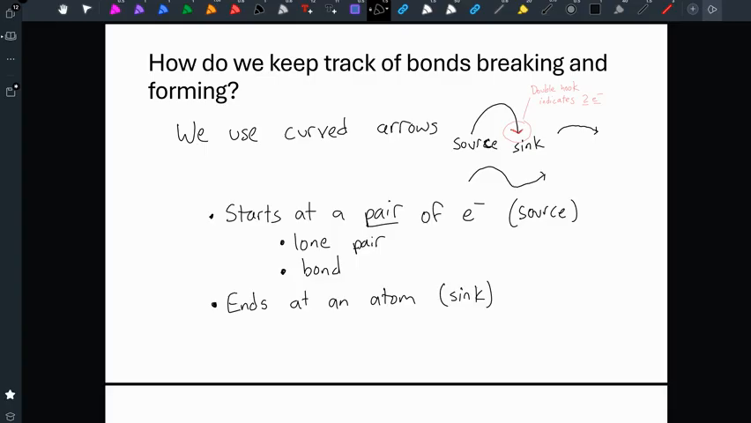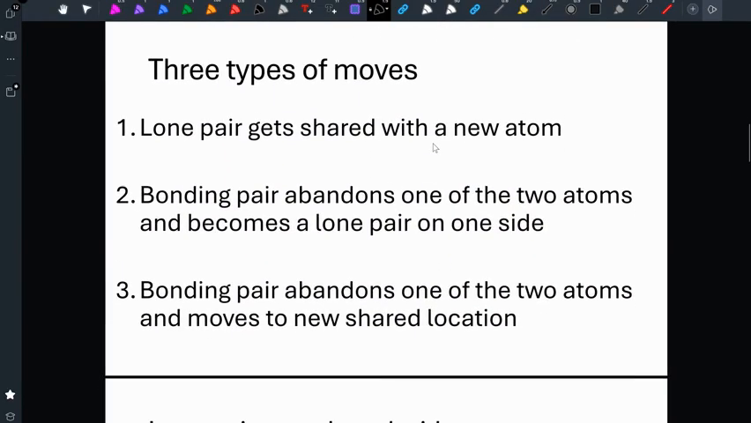And really, there's only 3 kinds of curved arrows. The first 2 are really straightforward, and the third maybe a little more complicated. But the first type of move is when a lone pair gets shared with a new atom. We have a name for that. We call that bond formation, or we form a new bond. A bond is a shared pair of electrons. So when you take a lone pair and you share it, you form a new bond.